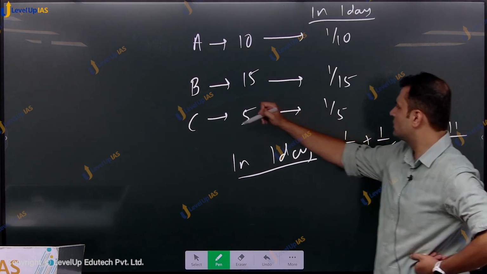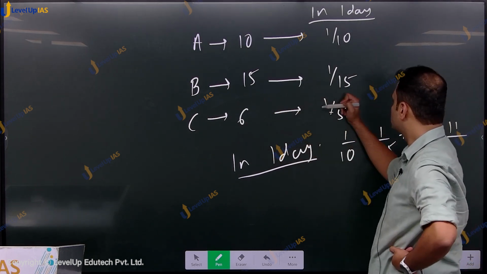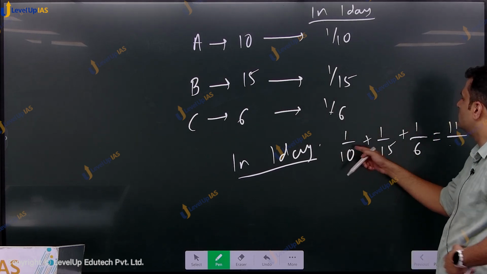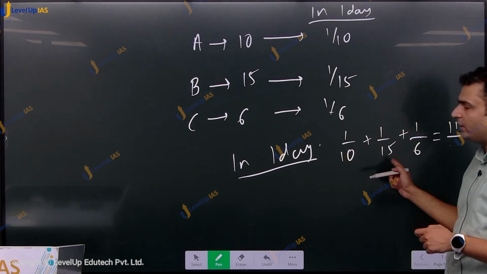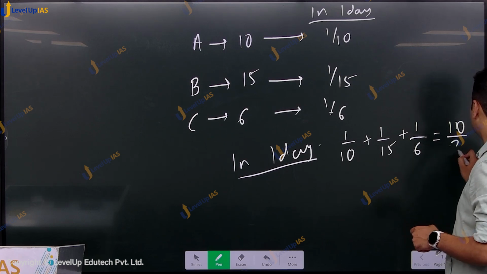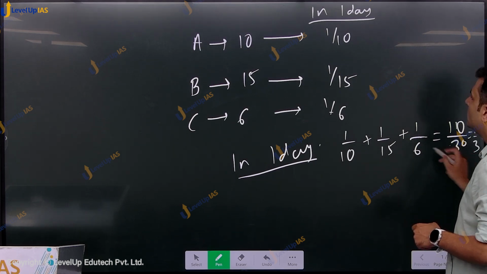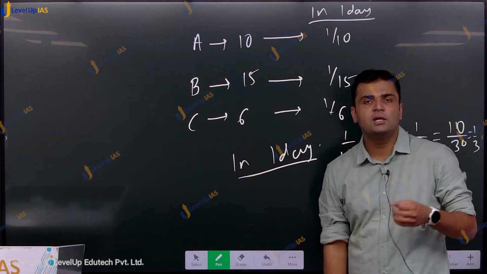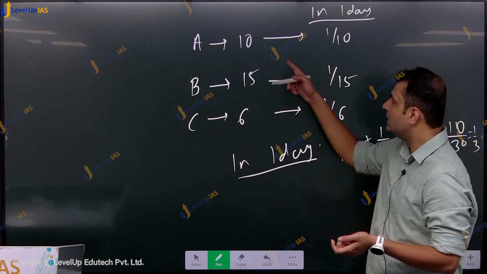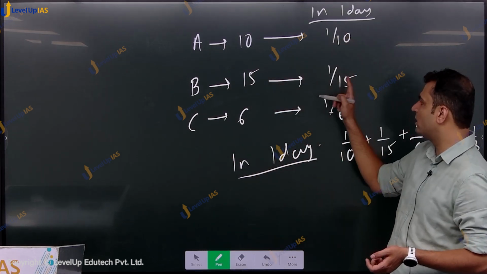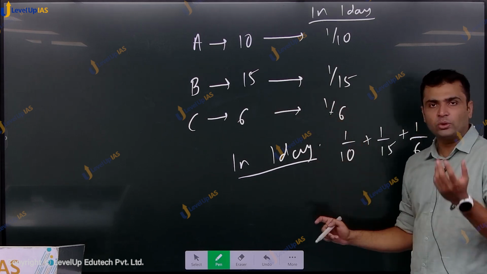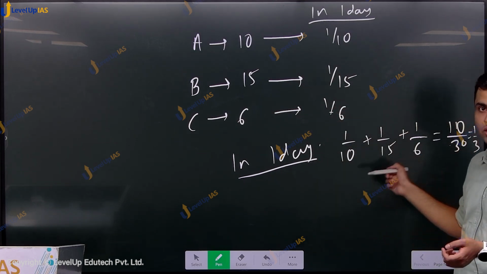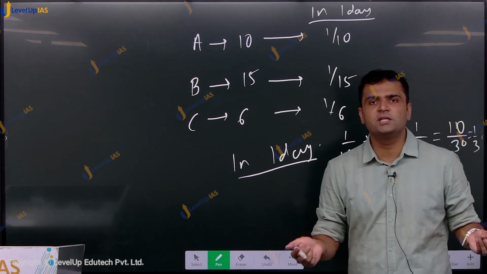So let us take 6 days instead of 5. So it is 1 by 6 of the work in a day. So it is 3 plus 2 plus 5, so 10 by 30 is equal to 1 by 3. If A works in 10 days, B works in 15 days, C works for 6 days to finish the same work, then in one day 1 by 10, in one day 1 by 15, in one day 1 by 6. So together in one day 1 by 10 plus 1 by 15 plus 1 by 6 is equal to 1 by 3 work. So in one day 1/3 of the work gets finished if they work together.